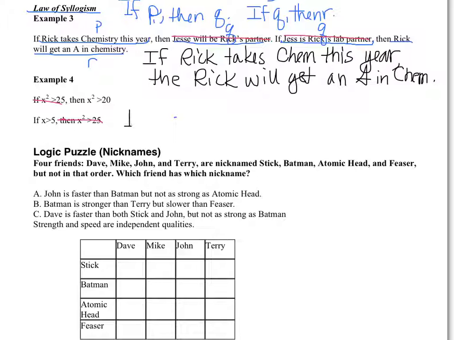And I can make the statement, if x is greater than 5, then x squared is greater than 20. So this is the end of the notes, and I will see you in class. Our law of syllogism.